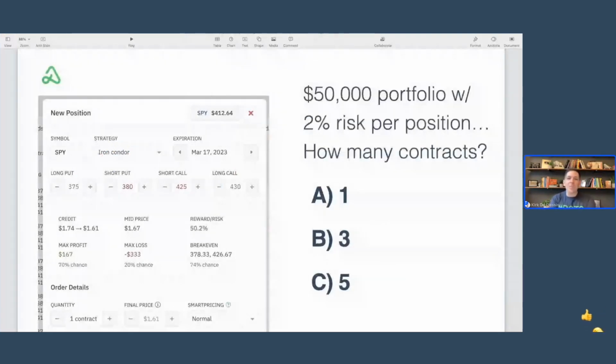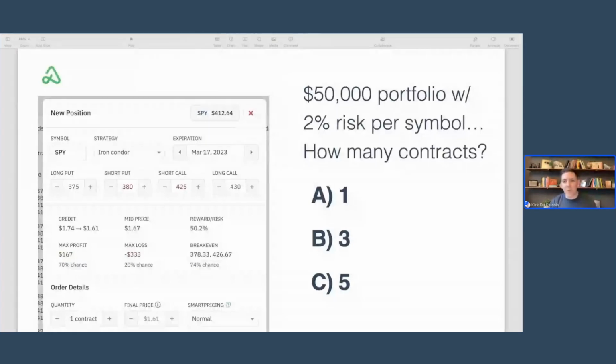All right, let's do this one. $50,000 portfolio, 2% per position or symbol, however you want to call it. Let's call it symbol just to keep the logic the same. All right, and the answer is yes, B. Just takes one time, and I bet it's ingrained forever. That's my hope. I hope you walk away from this and you're like, I've figured out how to calculate position size.